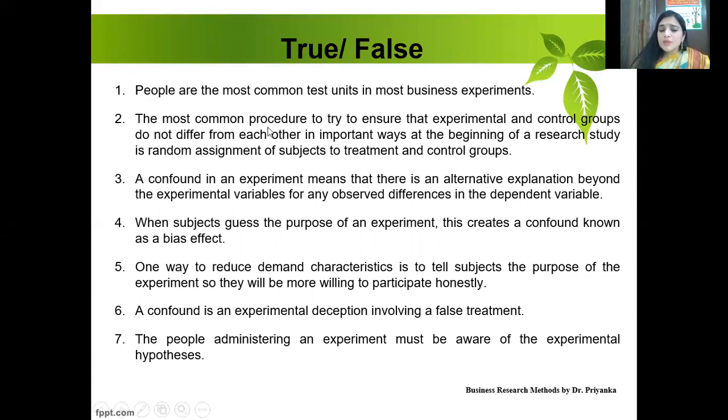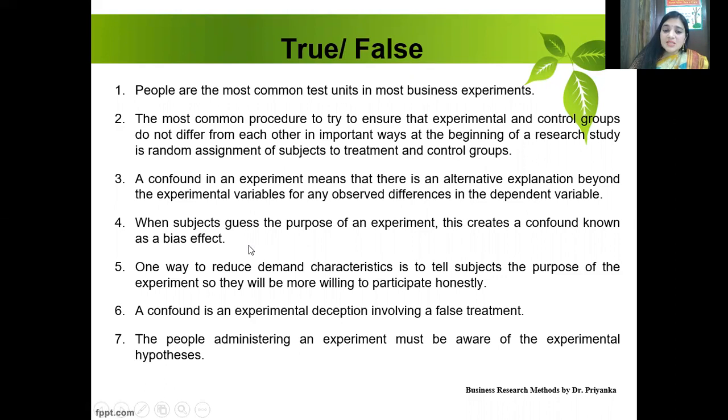Second, the most common procedure to try to ensure that experimental and control groups do not differ from each other in important ways at the beginning of a research study is random assignment of subjects to treatment and control groups. Yes, it is true, 100% true. Actually, this is the most common procedure. Third, a confound in an experiment means that there is an alternative explanation beyond the experimental variables for any observed differences in the dependent variable. Yes, sometimes we call this an extraneous variable as well. Yes, it is true.